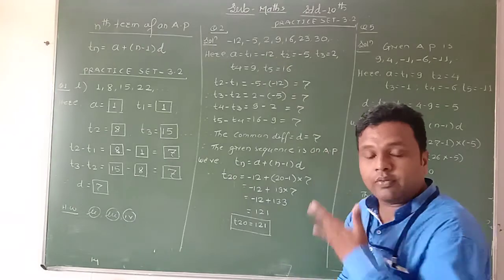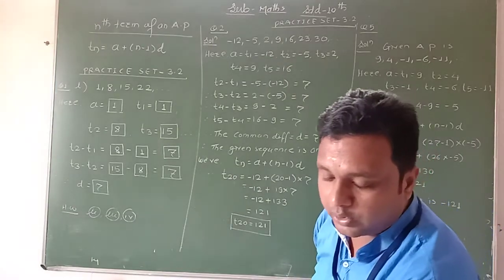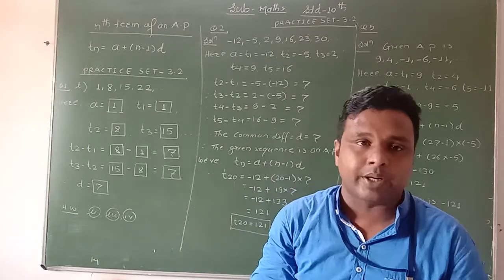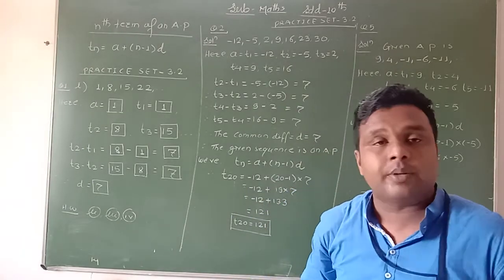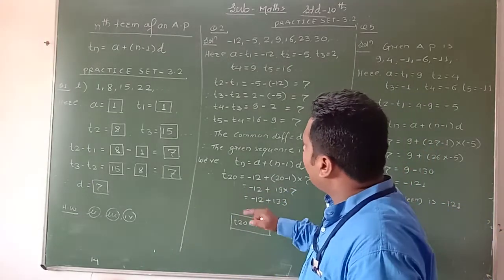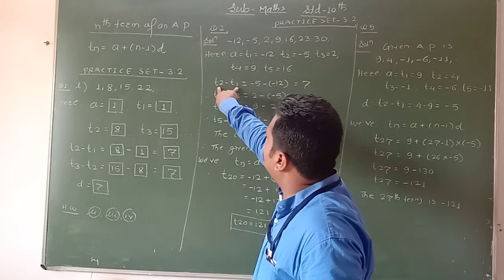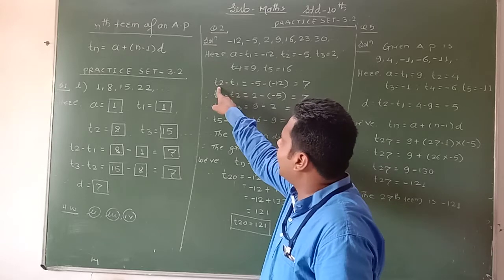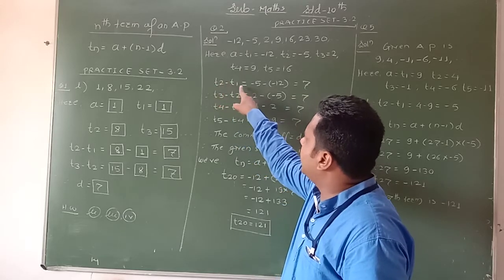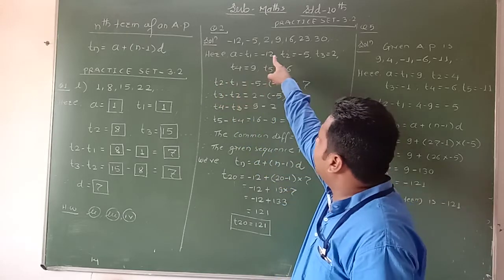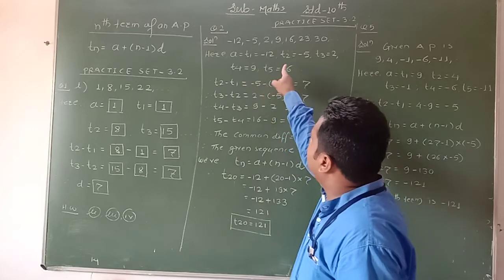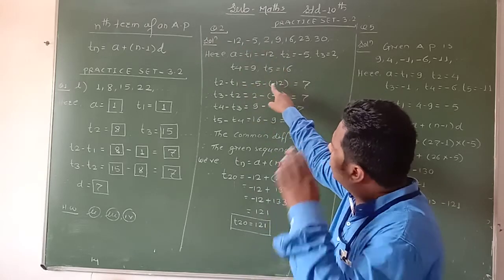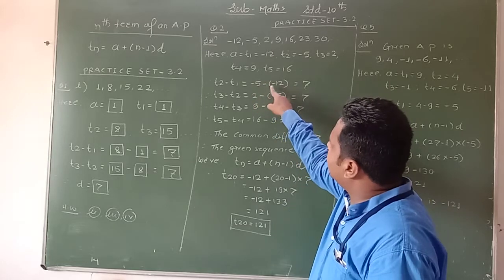Then we find the difference between consecutive terms, and from that difference we identify whether the given sequence is an arithmetic progression or not. For that we take the difference between two consecutive terms, the second term and the first term. Therefore I write t2 minus t1 is equal to the second term, minus 5, minus the first term, which is minus 12. Therefore minus 5 minus, in bracket, minus 12. Minus 5 minus minus 12 is plus 12.